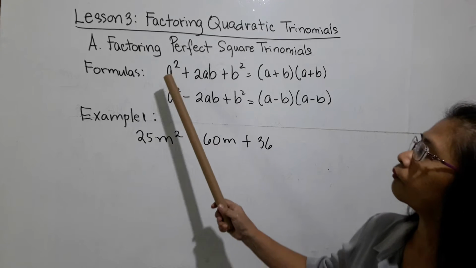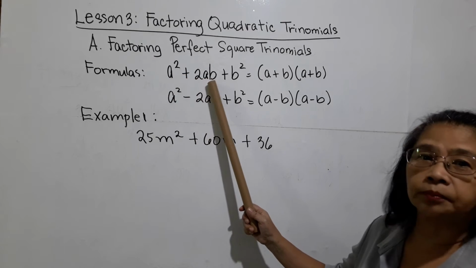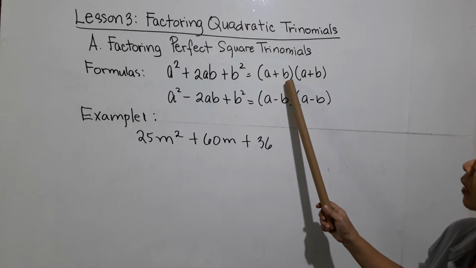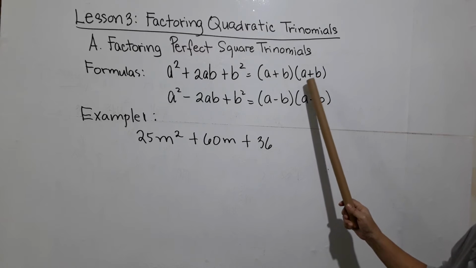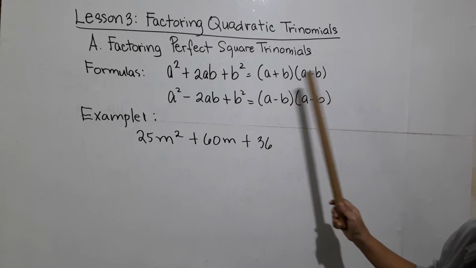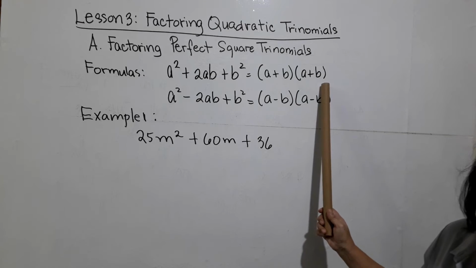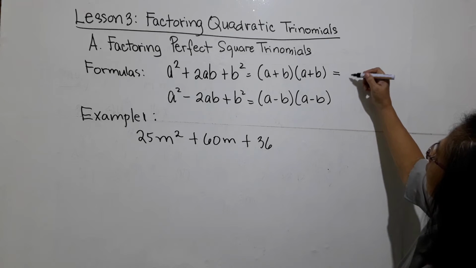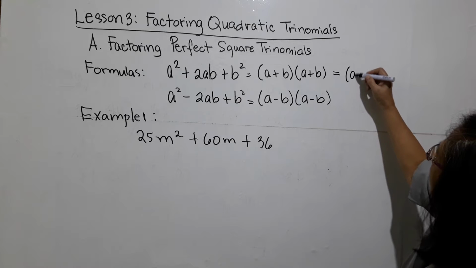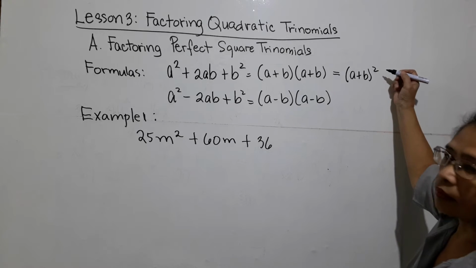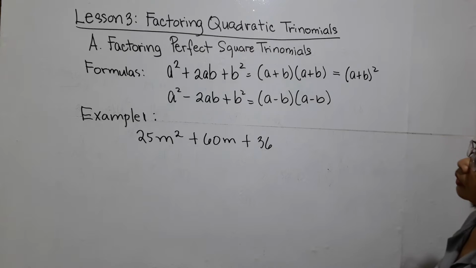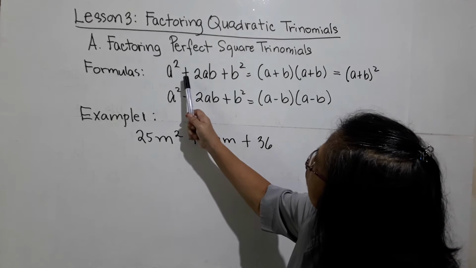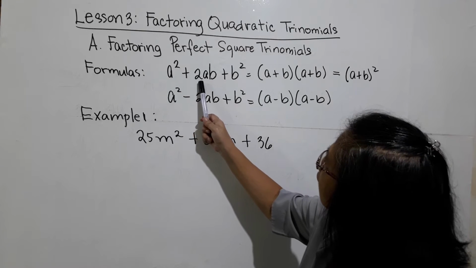The first formula is a squared plus 2ab plus b squared equals the quantity a plus b multiplied by a plus b. You will notice that the two factors are exactly the same. And we can express this also in exponential form: a plus b squared.